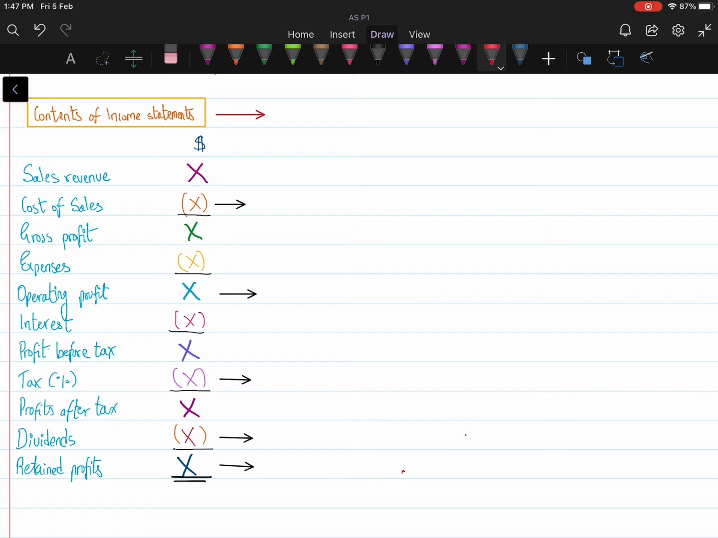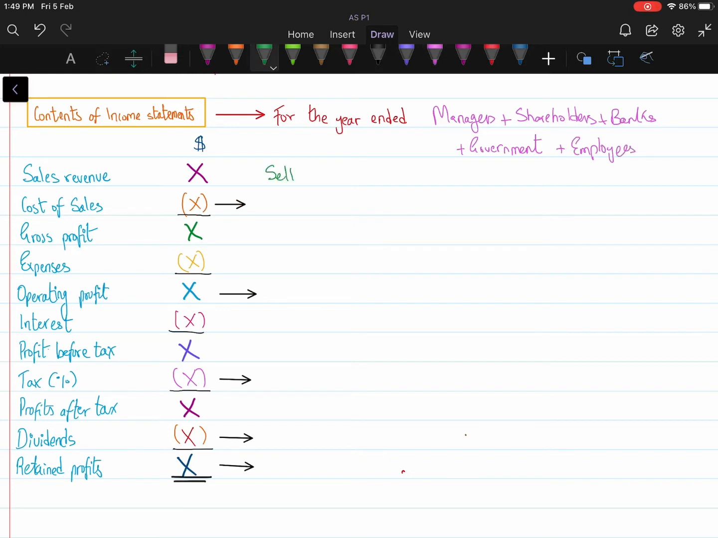An income statement, as you can see, basically reflects the profitability. Managers, shareholders, banks, governments, and even suppliers, employees, customers, they all use the income statement for certain information. All right, so we have sales revenue. And how do we calculate sales revenue? By multiplying the selling price per unit into the units sold. It is also known as total revenue in some cases.